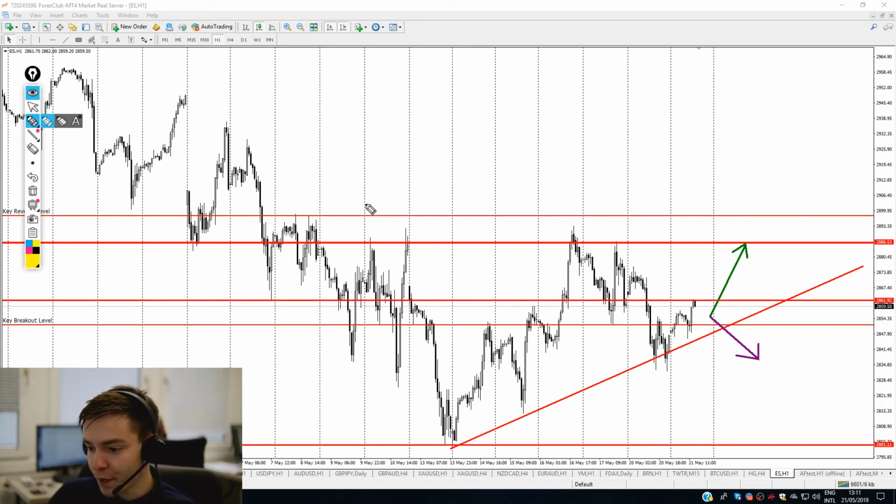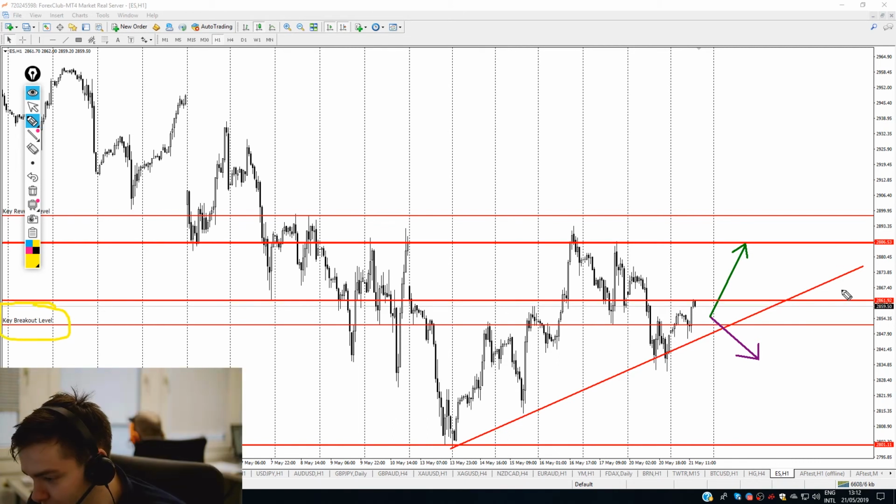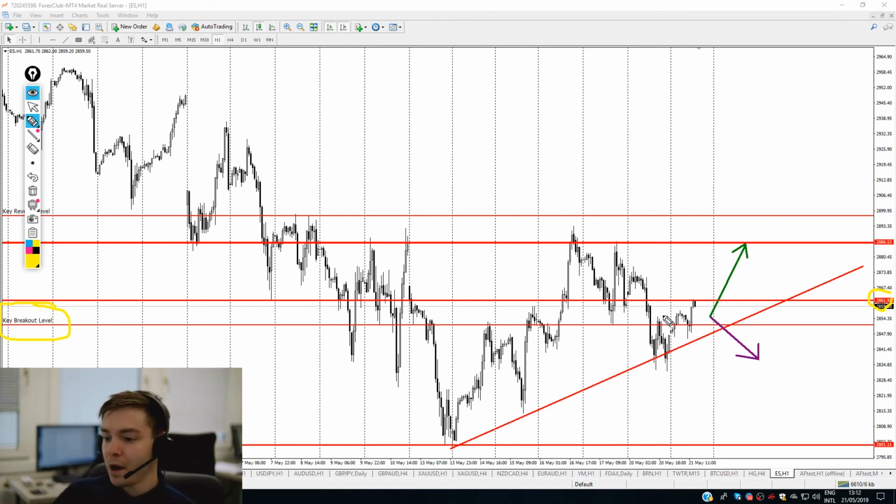Now we are working with two scenarios. We have this key breakout level. You can see that at price 2861 the market just retested this level, and we are working with this green one, that the market is able to hold above the level, and the purple one, that the market rejects the level above and will try to break this trend line here, as you can see.